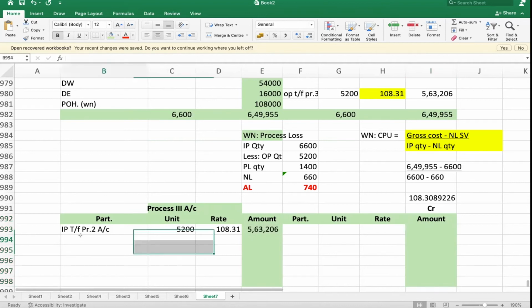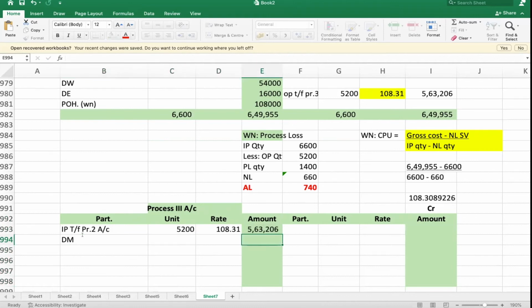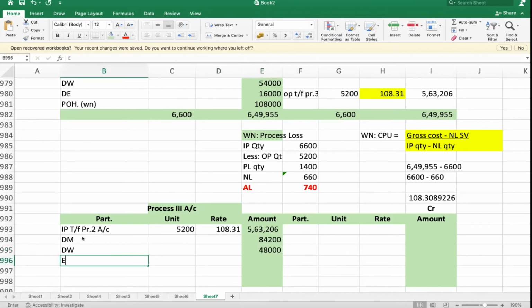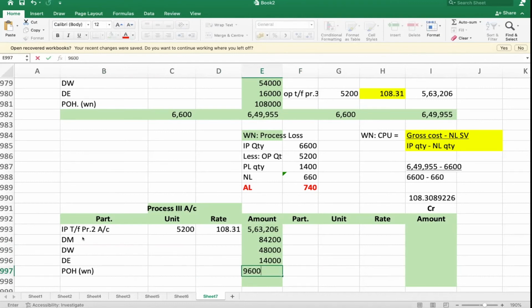What are all the other expenses? Direct material or other material comes to how much for this process? 84,200. Direct wages 48,000, then direct expenses 14,000. Production overhead based on 96,000. Verified? Yes, sir, 96,000. Debit side all expenditure over.